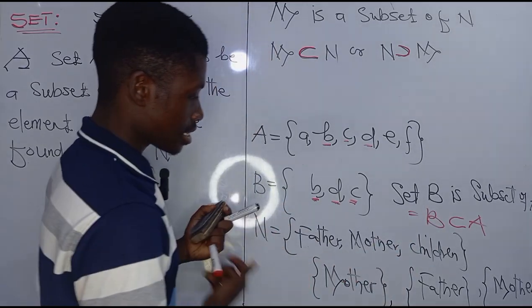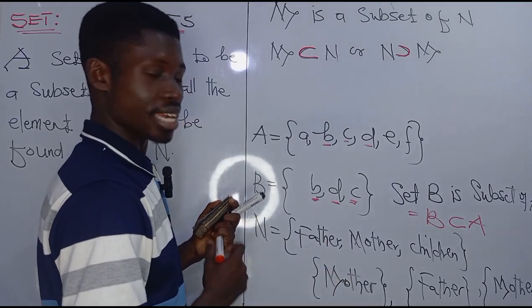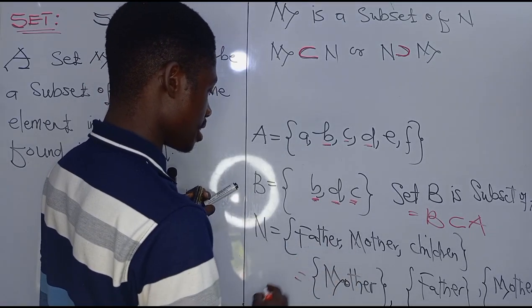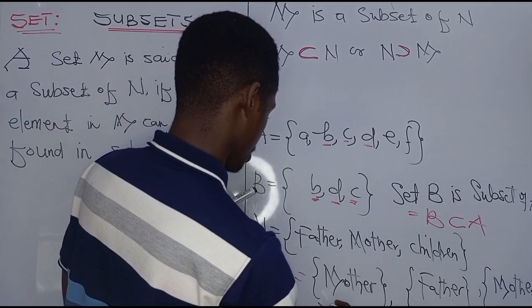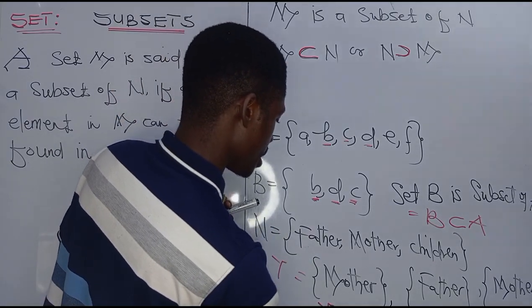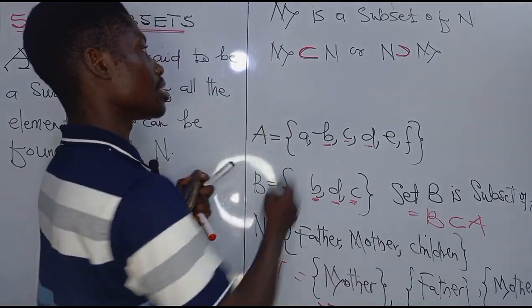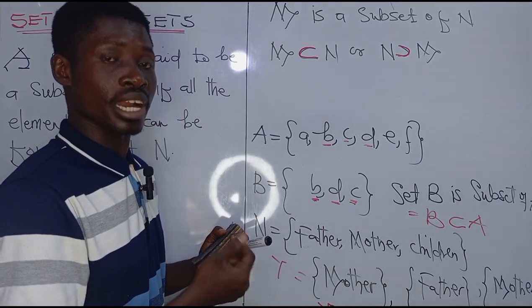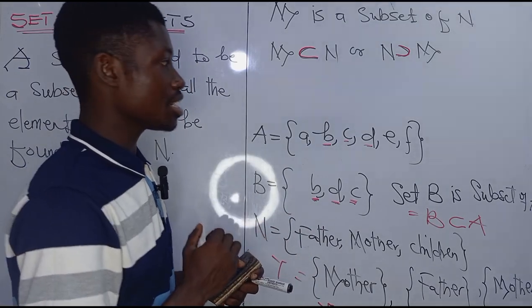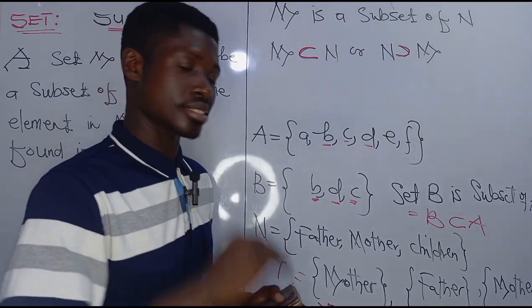We also said that the mother is a subset of the nuclear family, right? So let's call this set, let's say set Y. So we can say that Y is a subset of N. So this symbol means subset. I believe you are getting the concept. Now let's look at proper set and then improper set.